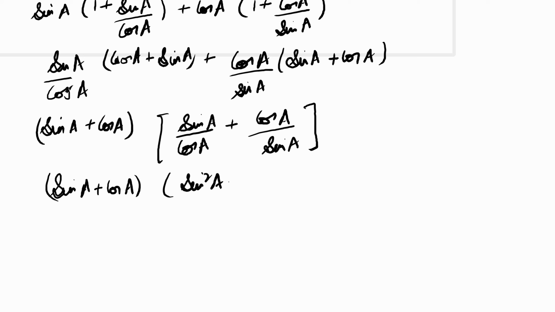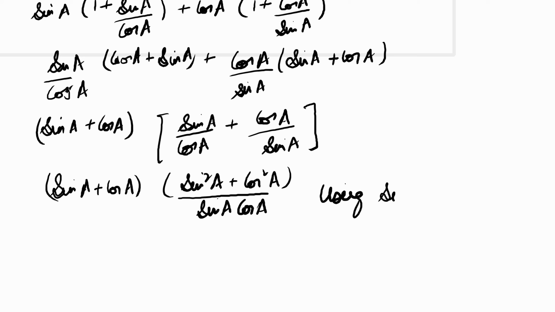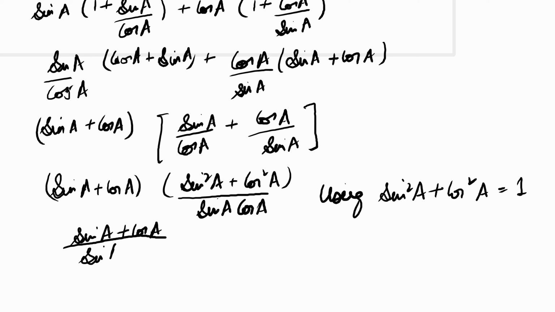Okay, so next what we will do, we will do sin A plus cos A, sin square A plus cos square A upon sin A cos A. Now again using sin square A plus cos square A is equal to 1, the whole thing will become 1, and we will get over here sin A plus cos A upon sin A into cos A.